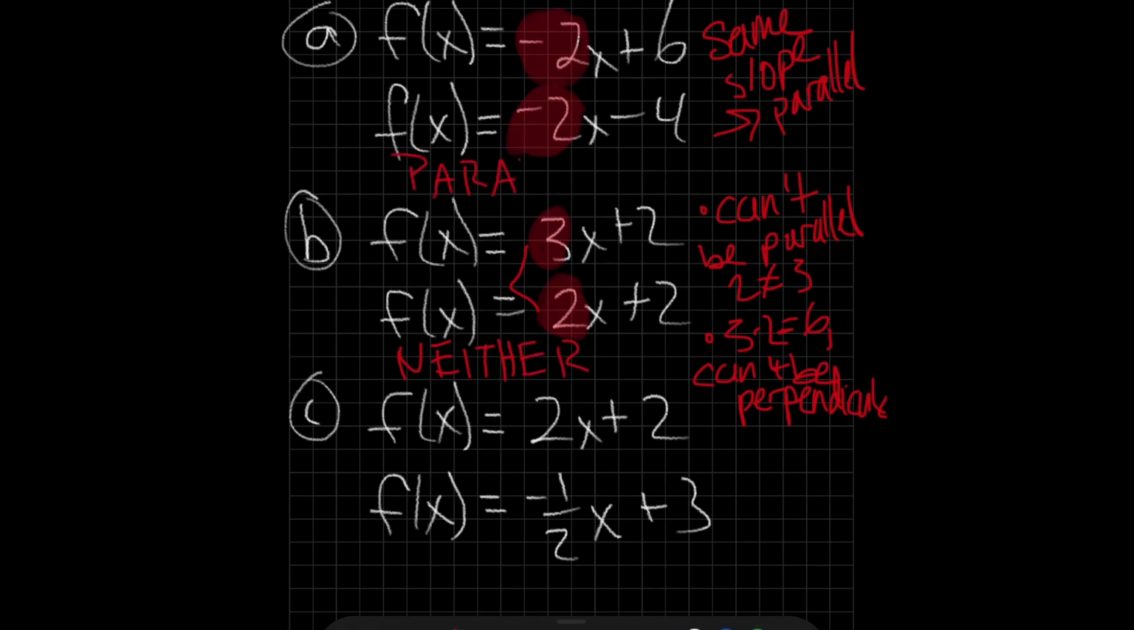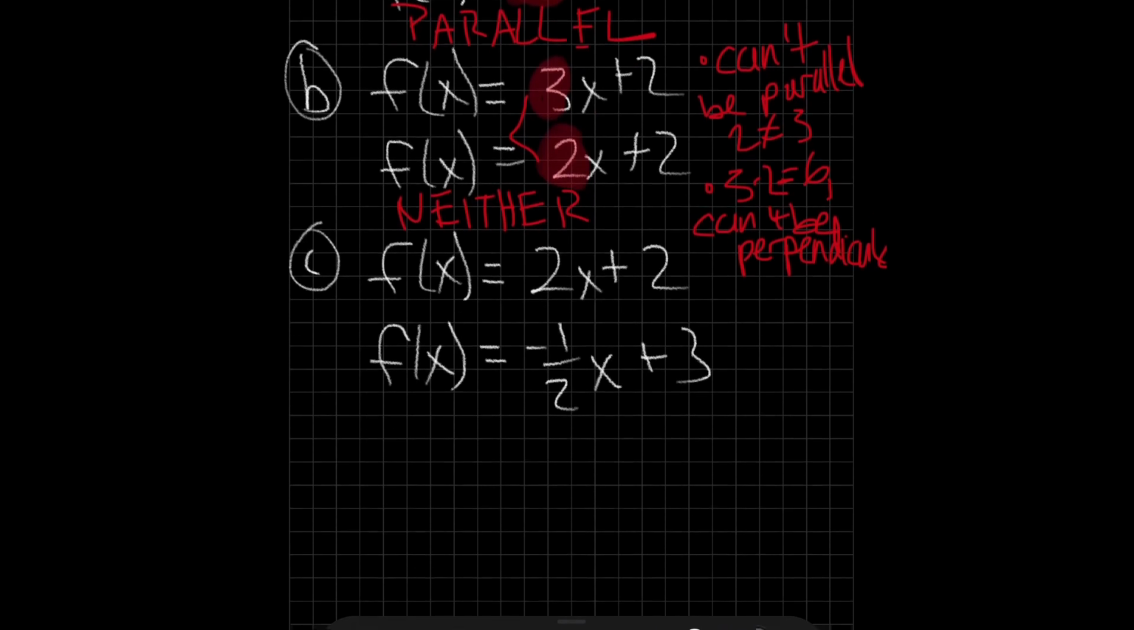For A, the answer is parallel, as we discussed. And for C, those of you with solid test-taking strategies may already be guessing. We did one of each example, so these are probably perpendicular. But when I look, the slopes are not the same, so they cannot be parallel. And then when I multiply those together, 2 times -1/2, I get -1. So these are perpendicular.